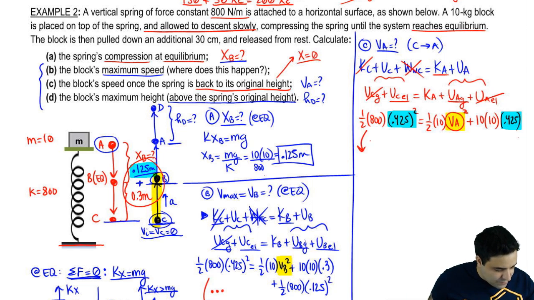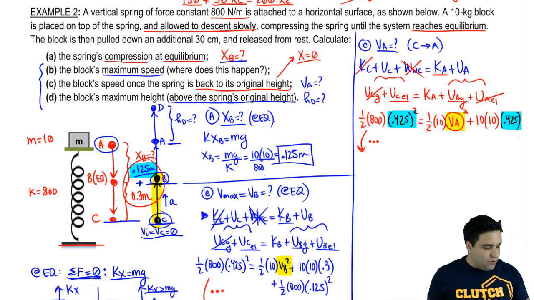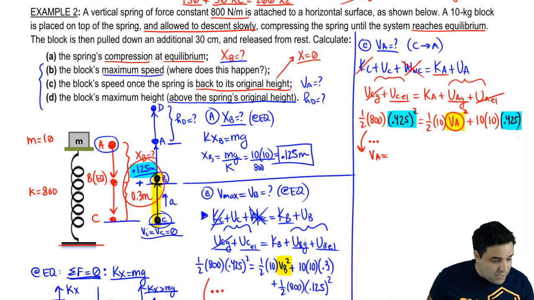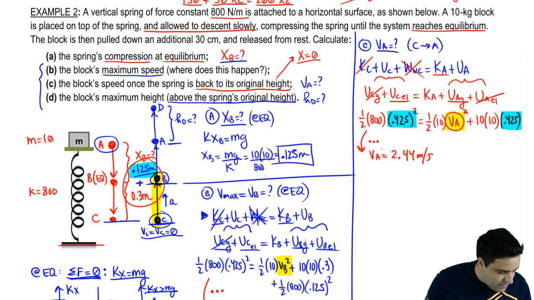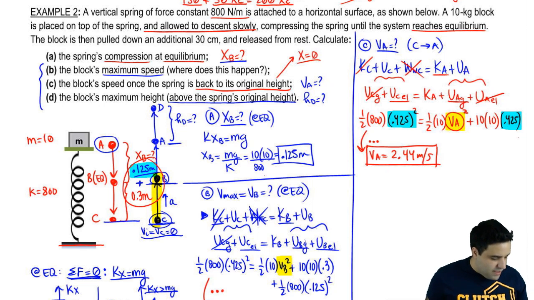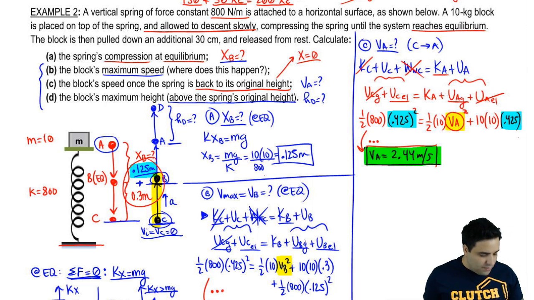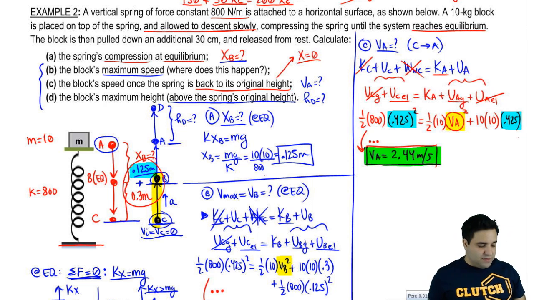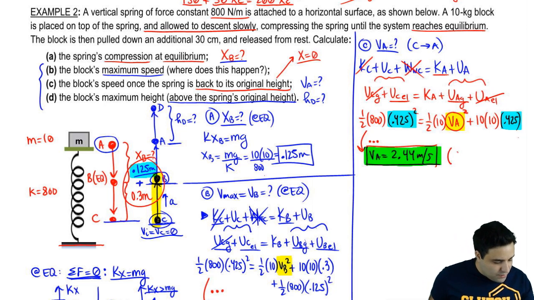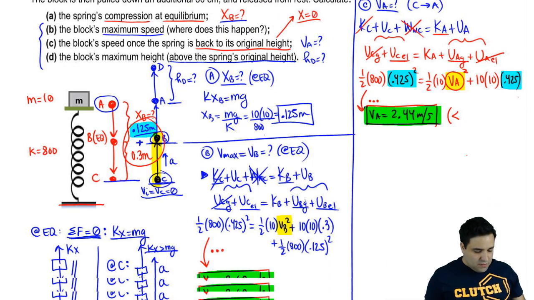Again, in the interest of time, I'm going to skip the algebra here. That part is done with the physics. So if you did all this, you get that v_A equals 2.44 meters per second. Now, one way you can tell that this answer is probably correct, one way you can have a little bit more certainty, is the fact that this number came out to be less than your v_max.